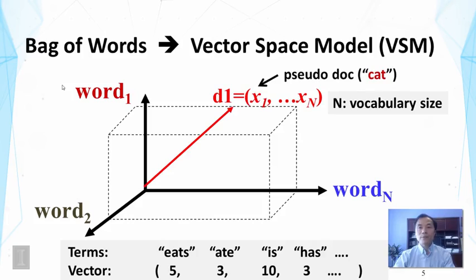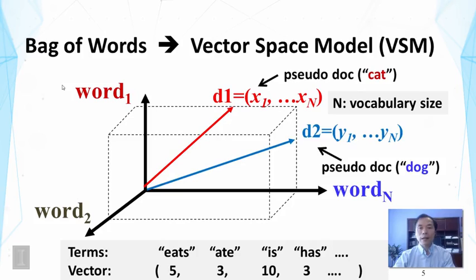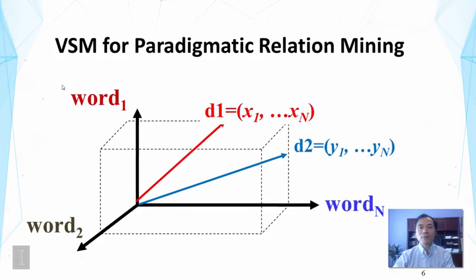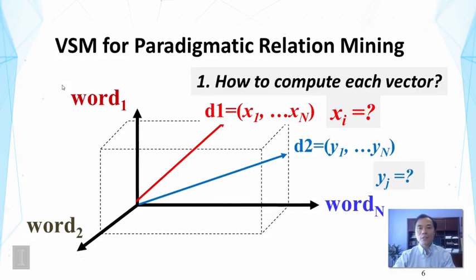So in general, we can represent a pseudo document or context of a cat as one vector, D1. And another word, dog, might give us a different context, so D2. And then we can measure the similarity of these two vectors. So by viewing context in the vector space model, we convert the problem of paradigmatic relation discovery into the problem of computing the vectors and their similarity. So the two questions that we have to address are first, how to compute each vector, and that is how to compute xi or yi.